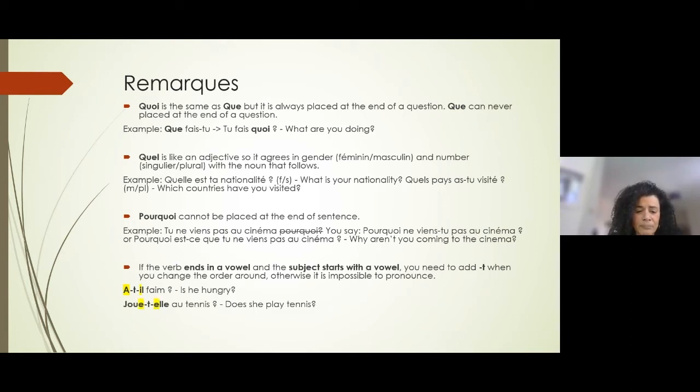Let me give you another example, joue-t-elle au tennis? Donc, does she play tennis? You see that joue, the verb, ends in E and elle starts with E. I have two vowels, so when I invert, I need to write T in between those two words.